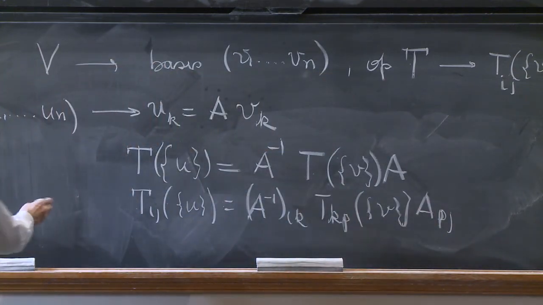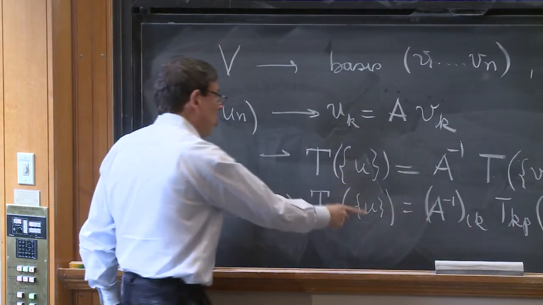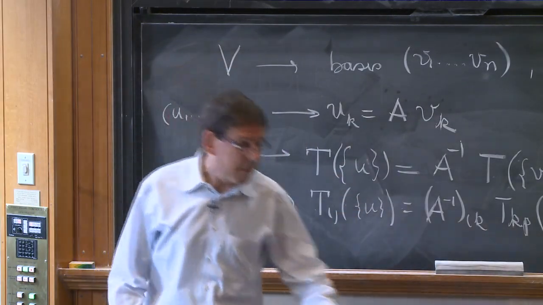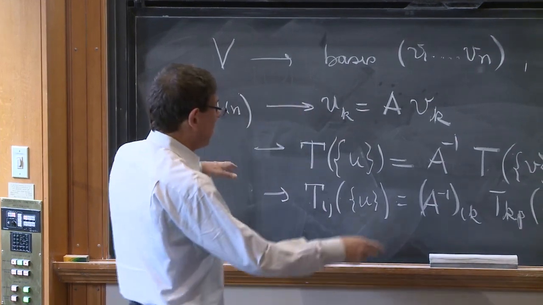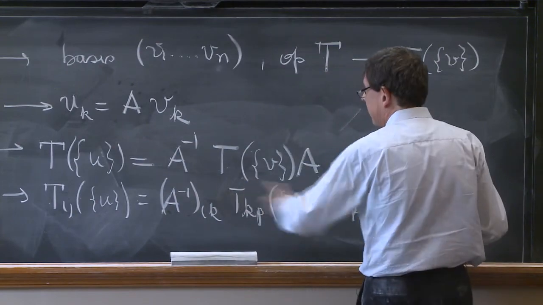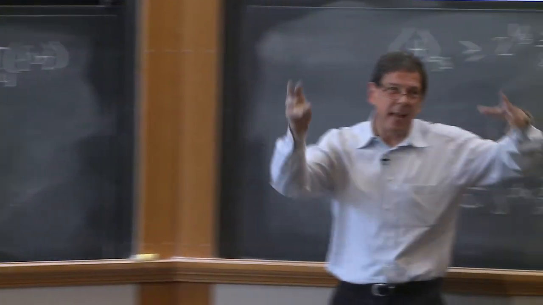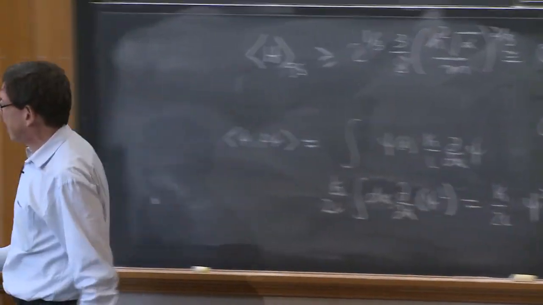So this is what happens. This is the new operator in this basis, and typically what you're trying to do is find this matrix A that makes this thing into a diagonal matrix, because we say in the U basis the operator is diagonal.